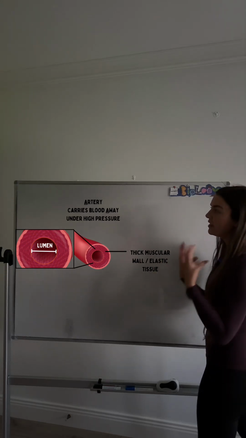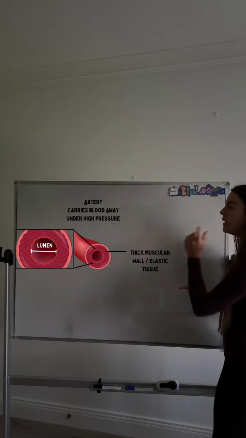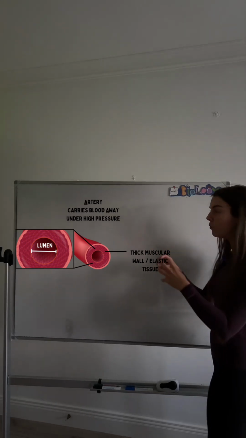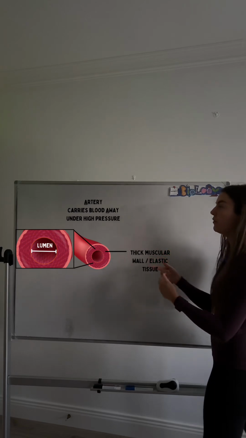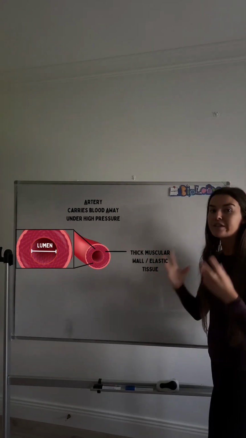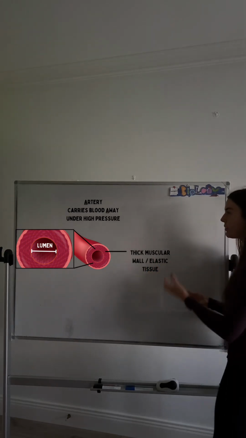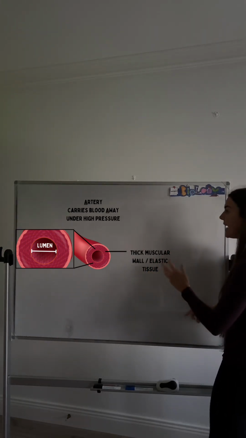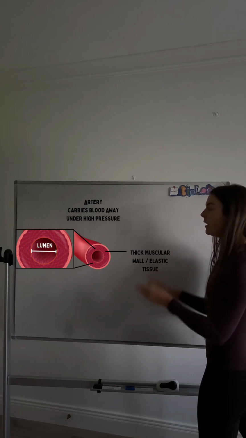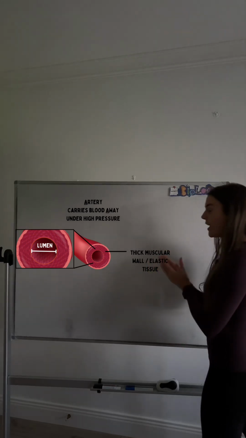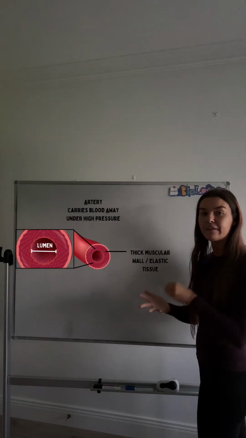Now, because they have a thicker outer wall, it means the lumen, the hollow part of the vessel, which is where the blood is going to flow through, is rather narrow, okay? So that's the arteries, thicker outer muscle wall, elastic, narrow lumen. And they are going to pump blood away from the heart. A for artery, A for away.